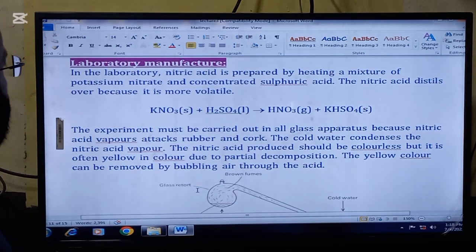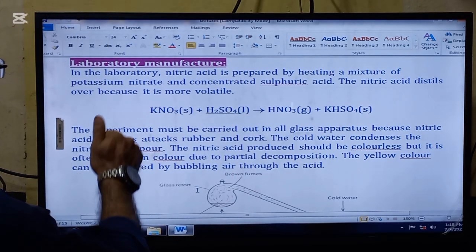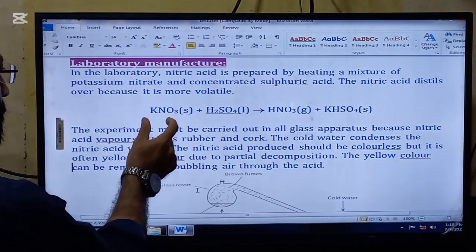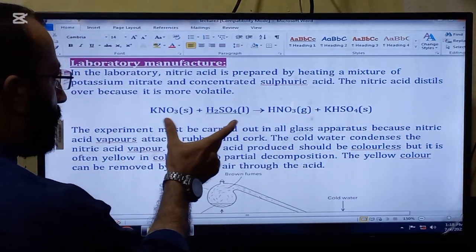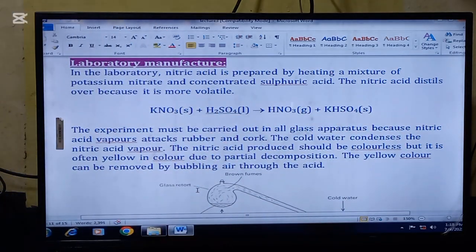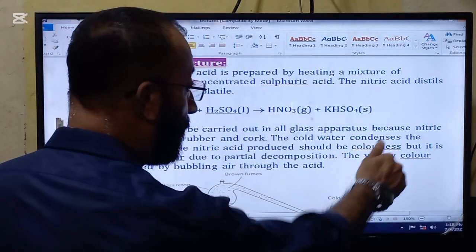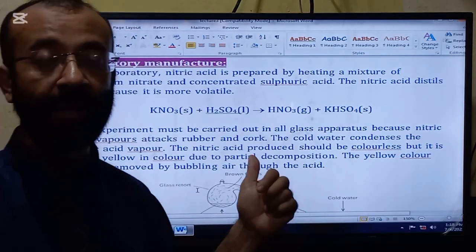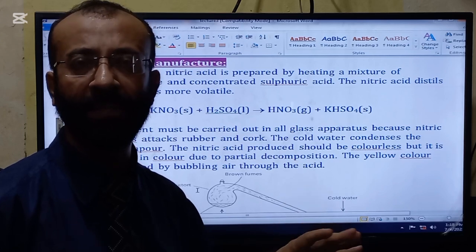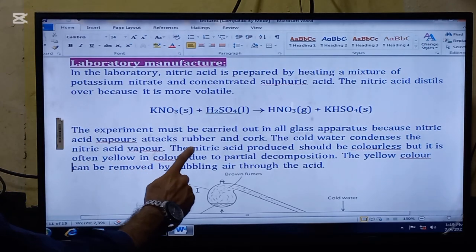Next thing that we are going to read is laboratory manufacture of nitric acid. In the laboratory, nitric acid is prepared by heating a mixture of potassium nitrate and concentrated sulfuric acid. The nitric acid distills over because it is more volatile. The experiment must be carried out in all-glass apparatus, and this is a very important point. This question normally comes in the MCQs paper, because nitric acid vapors attack rubber and cork.